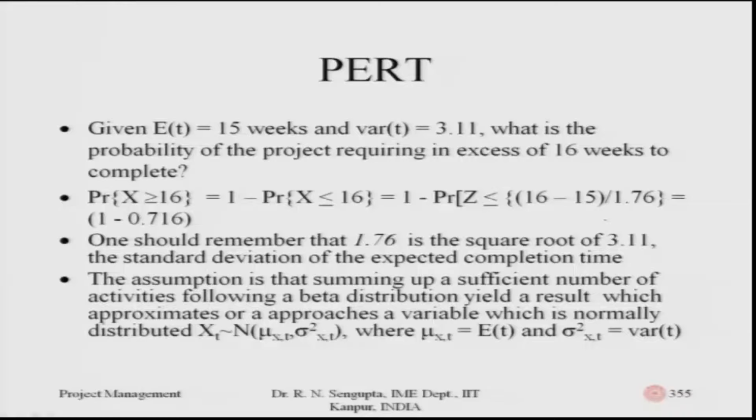Given that the expected value is 15 weeks, I find the variance, which I just did in the 353rd slide. The variance comes out to be 3.11, which one should remember. Before I go into the first two bullet points, let me go to the third one. One should remember that 1.76 is the square root of 3.11, that is the standard deviation of the expected completion time.